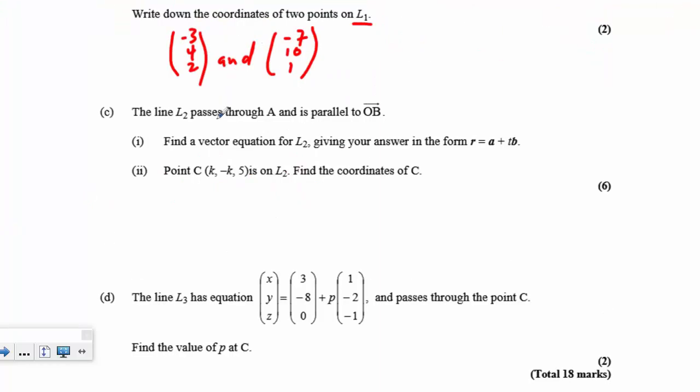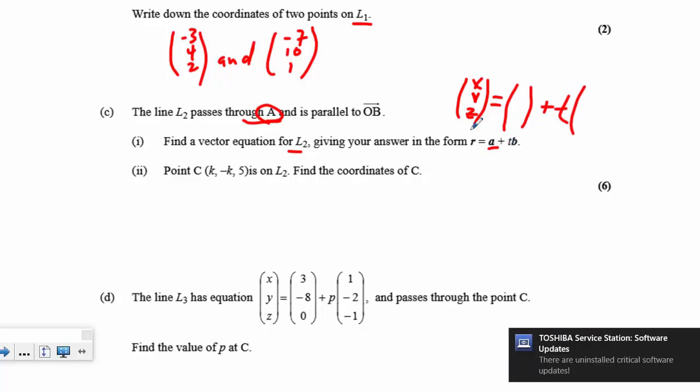Alright, now we're on part C here. It says the line L2 passes through A and is parallel to OB. Find a vector equation of L2, giving your answer in the form R equals A plus T times B. Okie doke. So R is just a vector, which we call XYZ, at some point on a line. And right here is A, which is another point vector. And this is going to give you a point on the line here. That's probably going to be point A because L2 passes through point A. And then we're going to add a scalar, which is T, times the directional vector B.